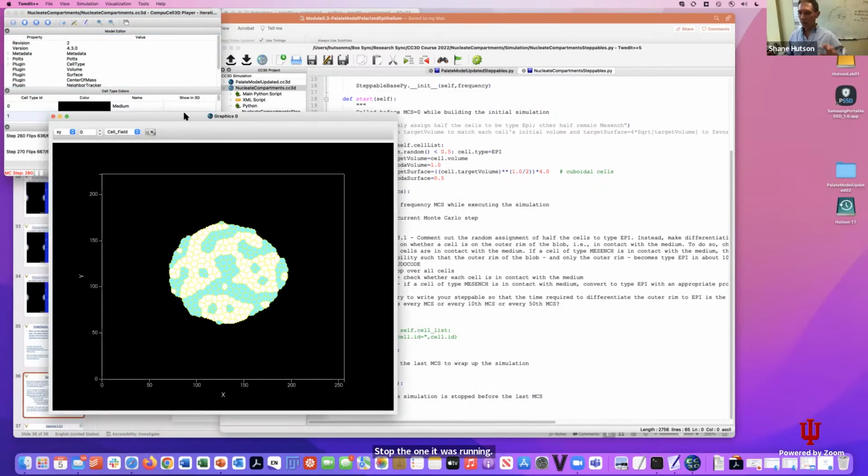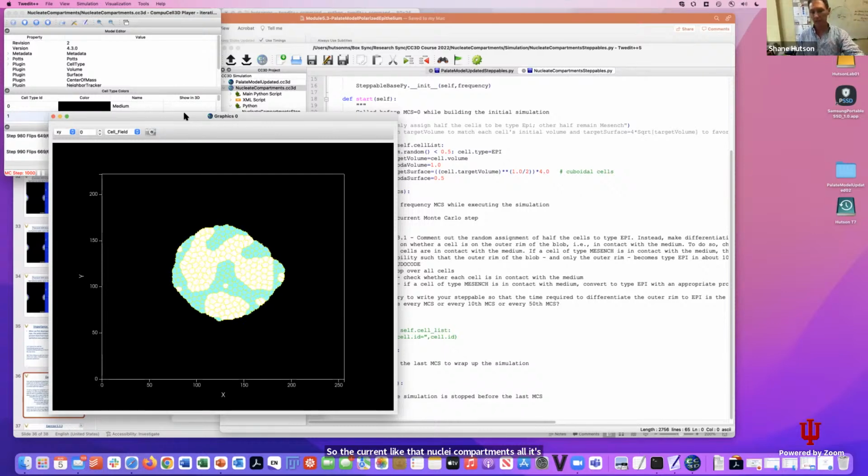All right, so the current nucleate compartments, all it's doing is basically a cell sorting simulation to start with, just to give us a base. It gives us this globular cluster of cells to start with, and it randomly assigns half of them to be epithelial cells, type epi in this one. And the contact energies are such that the epithelial cells will tend over time to end up on the surface. So you don't have to worry too much about the contact energies as you set this up.